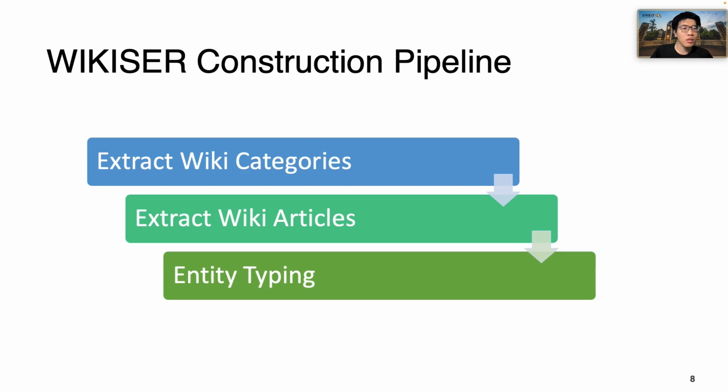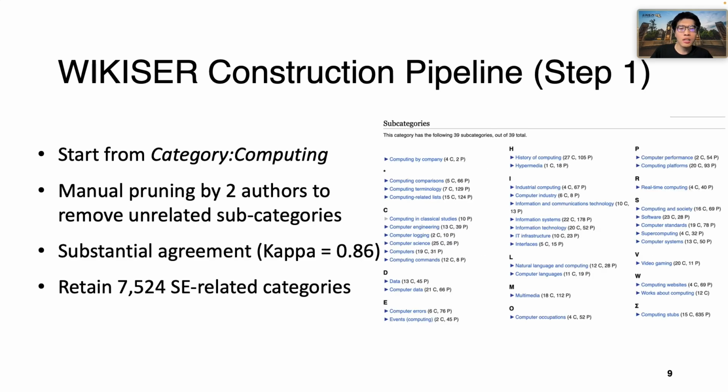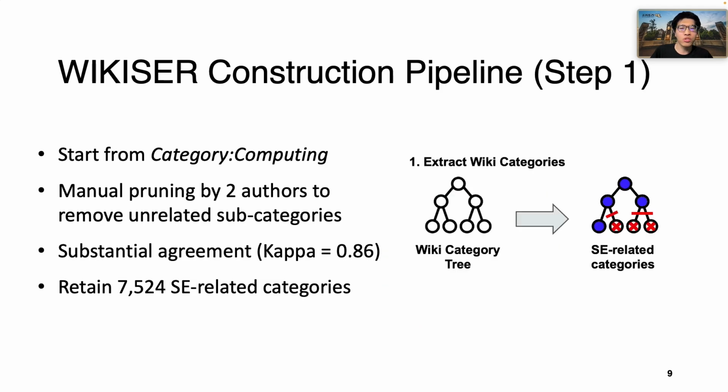It has three steps. The first is to extract SE-related wiki categories. The second is to extract SE-related wiki articles. And the third is to type recognized entities. In step 1, we peruse the Wikipedia category taxonomy to extract all SE-related subcategories under the computing category. This picture shows the direct subcategories under the computing category. We manually peruse them to remove non-SE-related subcategories. We get about 7,500 SE-related categories after step 1.